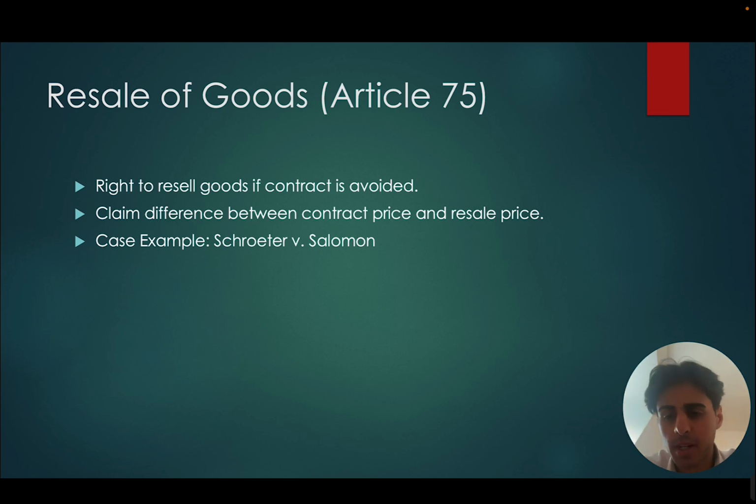This remedy helps sellers minimize their losses by quickly finding another buyer for the goods. If the resale price is lower than the original price, sellers can claim the shortfall as damages, along with any further recoverable damages under Article 74. This ensures that sellers can effectively mitigate their financial impact. A relevant case in this situation would be Schroeder versus Salomon, where the seller resold the goods after the buyer's refusal to take delivery and successfully claimed the difference in price as damages.